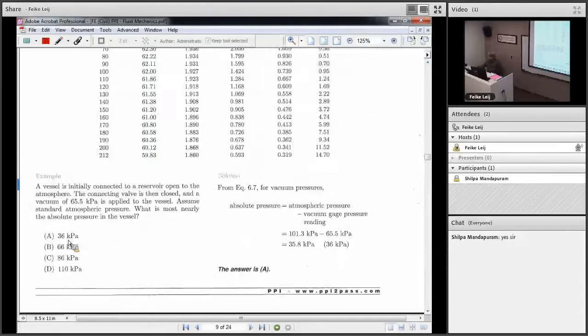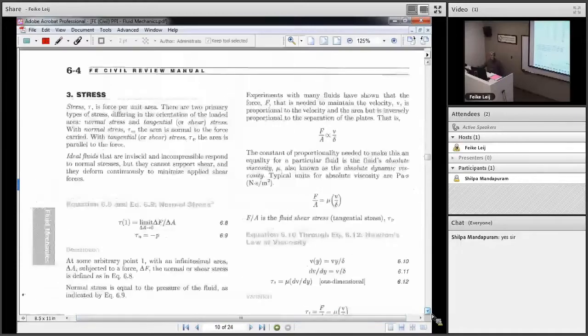So we're familiar with absolute and gauge pressure. Do we need to look at the numerical example, or can we skip this? I take it that you went through some of this material before you came here. Skip it.